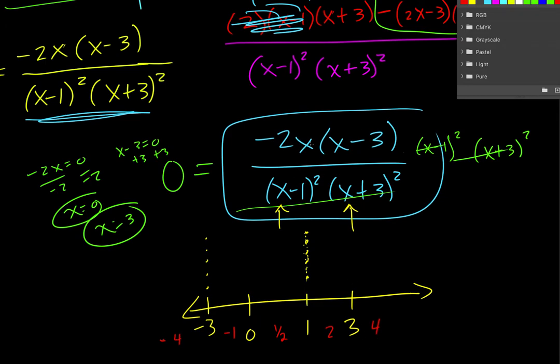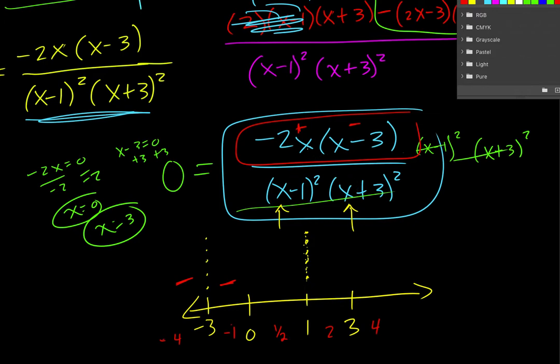Now, if I just plug these in one at a time, now I only care about the top. If I plug in a negative 4 here, it ends up being positive. Plug in a negative 4 here, it's negative. Multiply those together, I get a negative answer. If I plug in a negative 1, positive. Negative, still negative. So both those are negative.